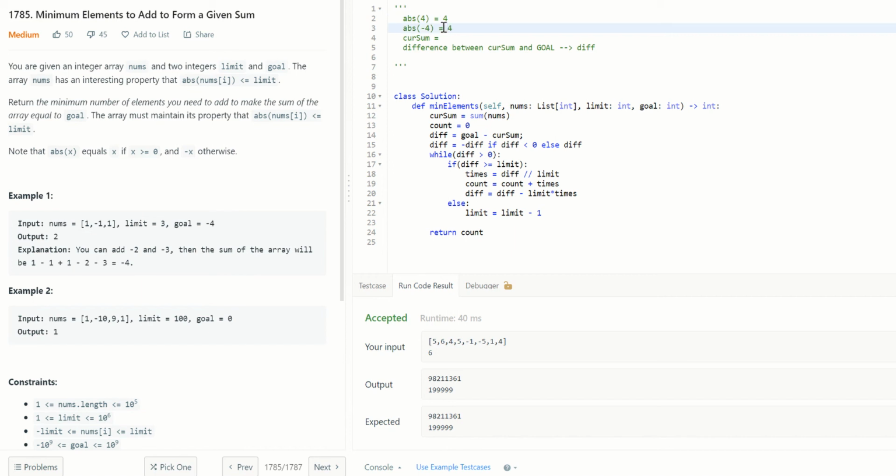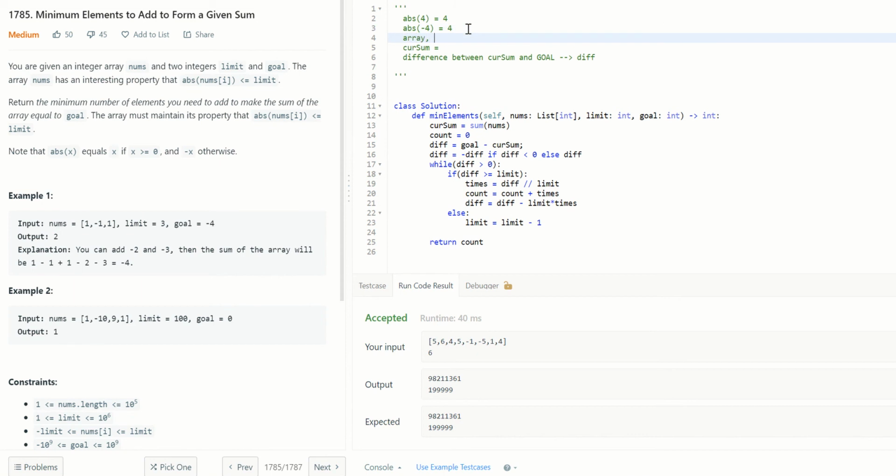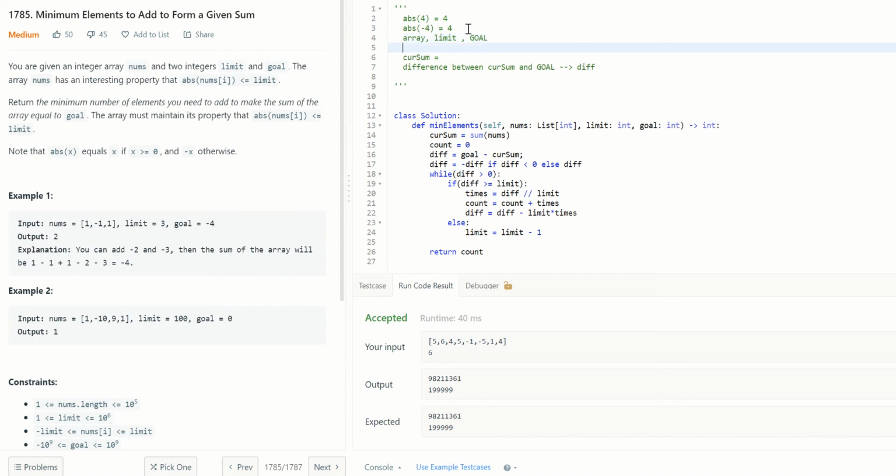And so we are given two things, limit and goal, in addition to the array of numbers. So the input is basically the array, the limit, and the goal. These are the three things that we are given in the input. From that, what we can get is that there is a property: the absolute value of any number within the array will be less than or equal to the limit.